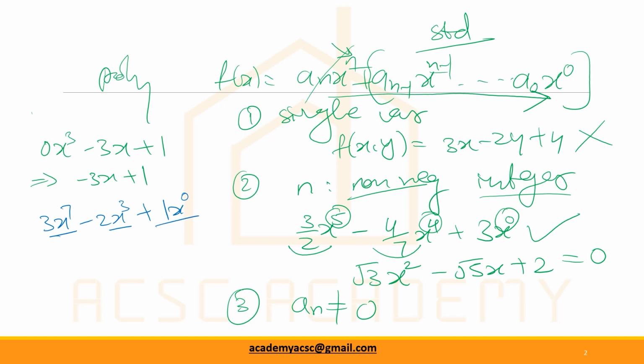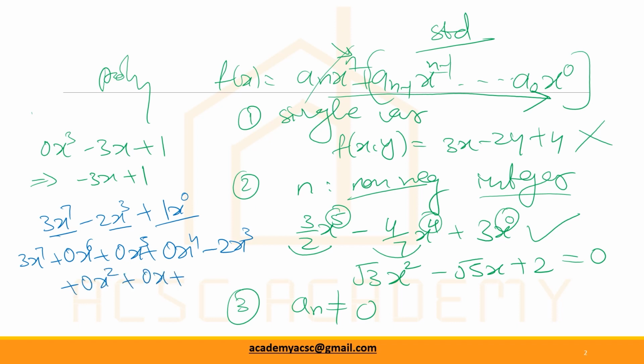So if we had to convert this particular equation into its standard form, then what we'll be doing, we'll be appending the extra terms with their coefficients as 0. So that will be 3x raised to 7, 0x raised to 6, 0x raised to 5, 0x raised to 4, minus 2x cubed plus 0x squared plus 0x plus 1. So that will be its standard form.